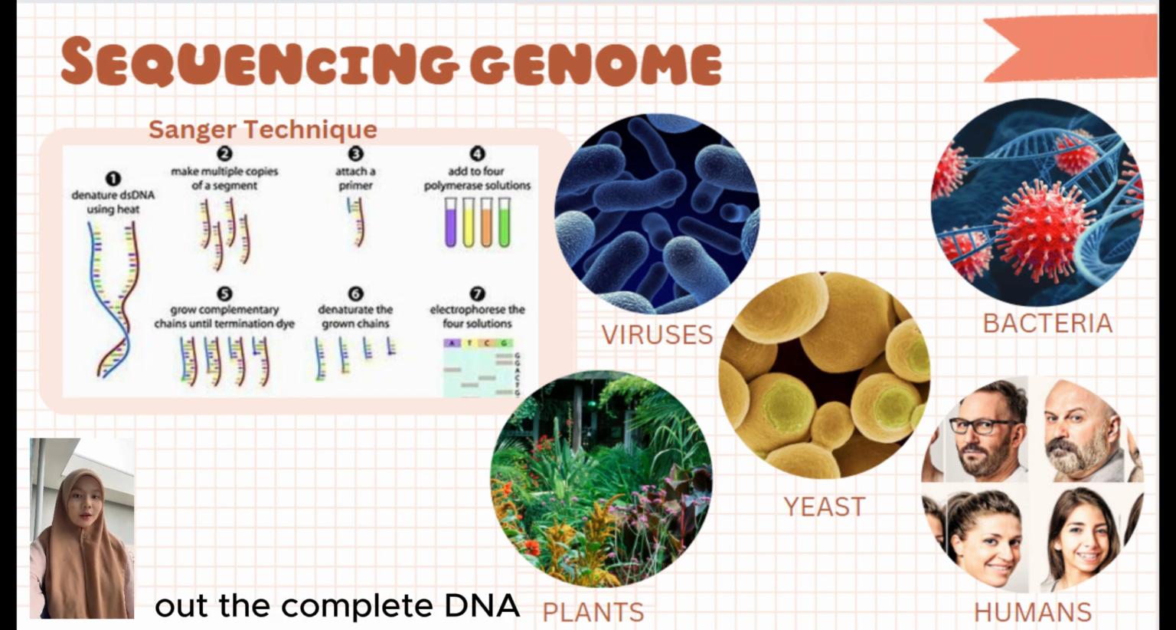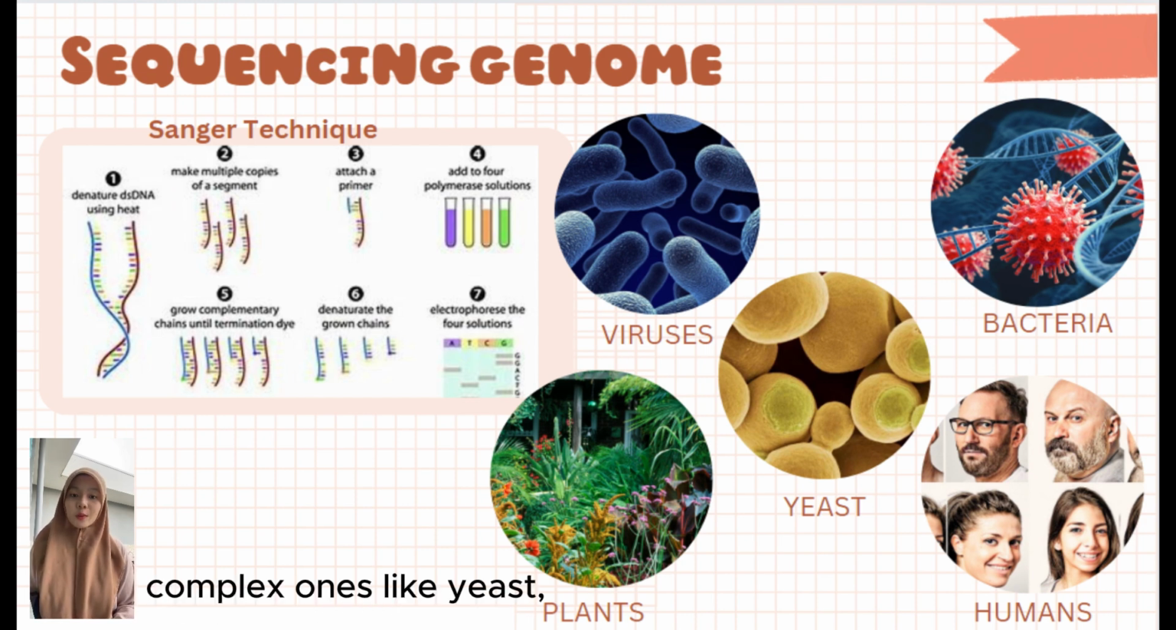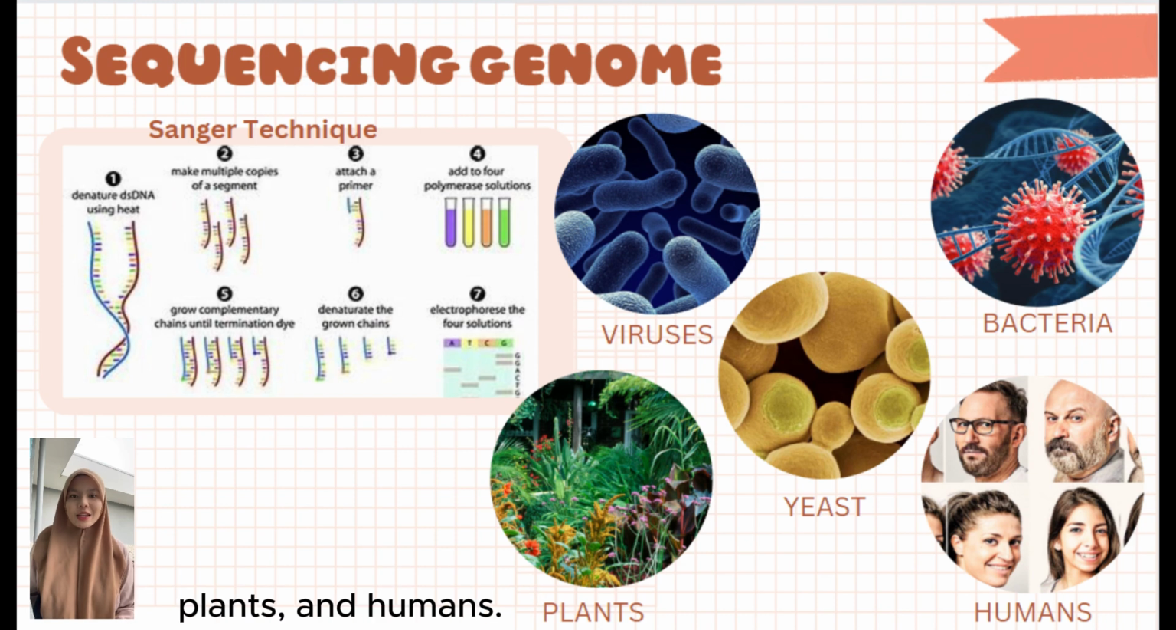Scientists have figured out the complete DNA sequences of many organisms, starting with simple ones like viruses and bacteria, and moving on to more complex ones like yeast, plants, and humans. This was initially done using a technique called Sanger sequencing.